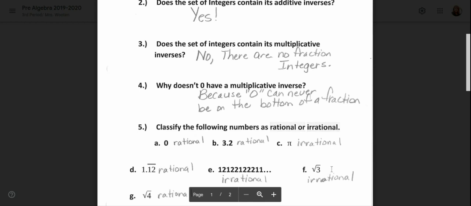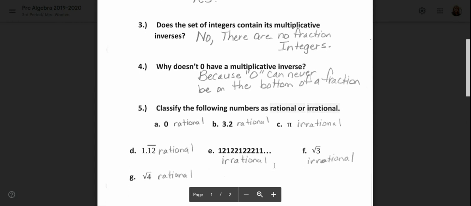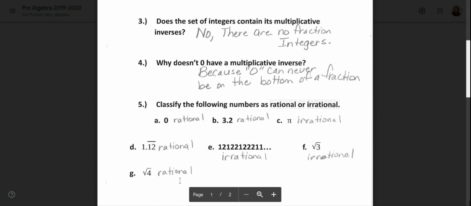Now, the square root of any number that's not what we call a perfect square is called irrational. 3 is not a perfect square because nothing can multiply times itself to get 3. So the square root of 3 is irrational. The square root of 4 would be a rational number because the square root of 4 is equal to 2, because we know 2 times 2 is 4. So the square root of a perfect square number, like 4, where something multiplies times itself to get that, would be a rational number.